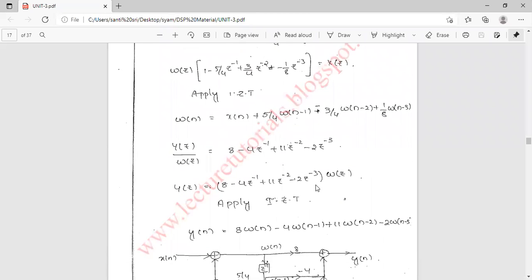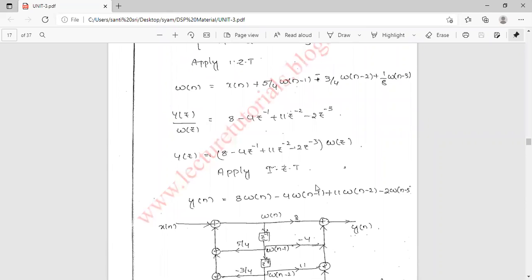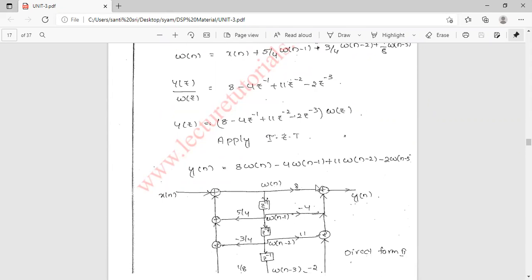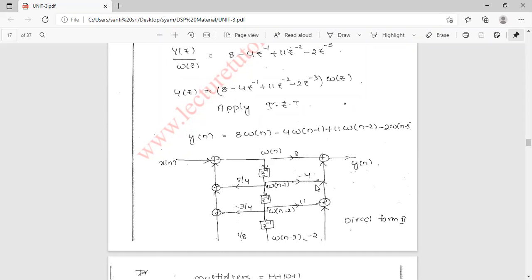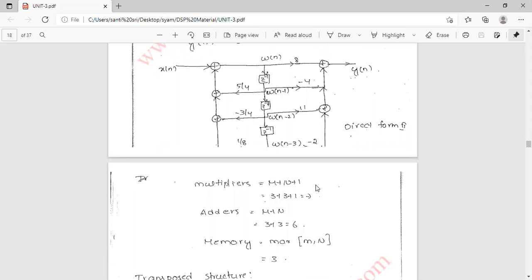And this is x of n, which is x of n plus 5 by 4 into w of n minus 1, plus minus 3 by 4 into w of n minus 2 plus 1 by 8 into w of n minus 3. All will be added so that it is nothing but y of n. So here the multipliers are m plus n plus 1, so that 7 multipliers are there, adders are m plus n, 6 adders are there. Okay. That memory is maximum of m and n.